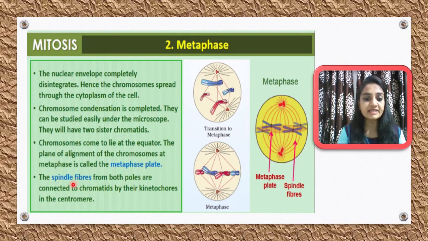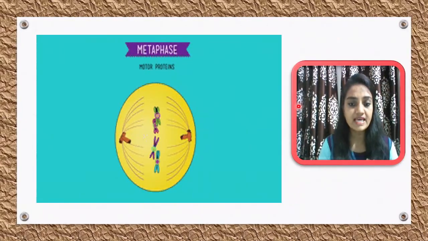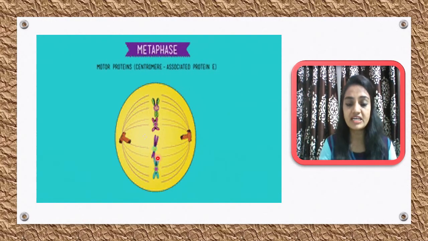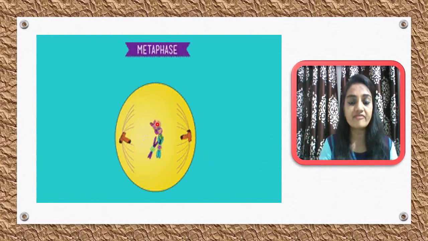The spindle fibers from both poles are connected to the chromatids by the kinetochore. As I told you already, the spindle fibers, which are generated by the centriole and are actually microtubules, will be connected with the kinetochore present on the chromosome, especially in the centromere. Here you can see the whole process of metaphase. As the spindle fibers generate, all chromosomes will be arranged in the metaphase plate, that is the equatorial region. The centromere has two kinetochores, and the spindle fibers can only attach to the kinetochore.